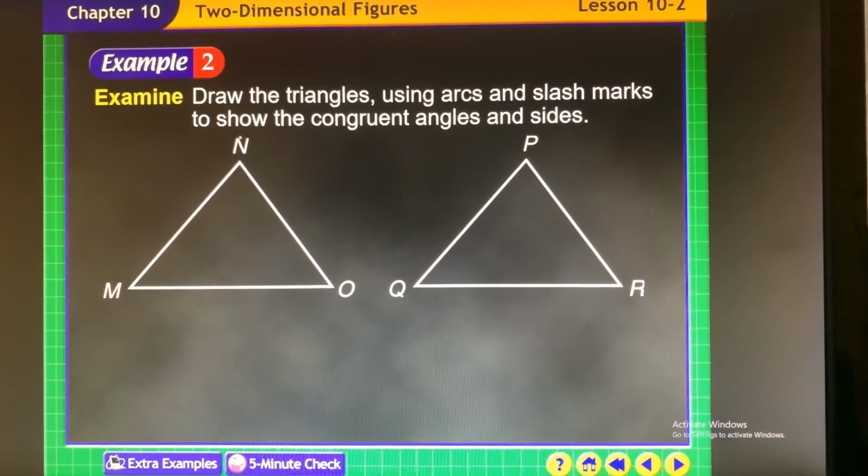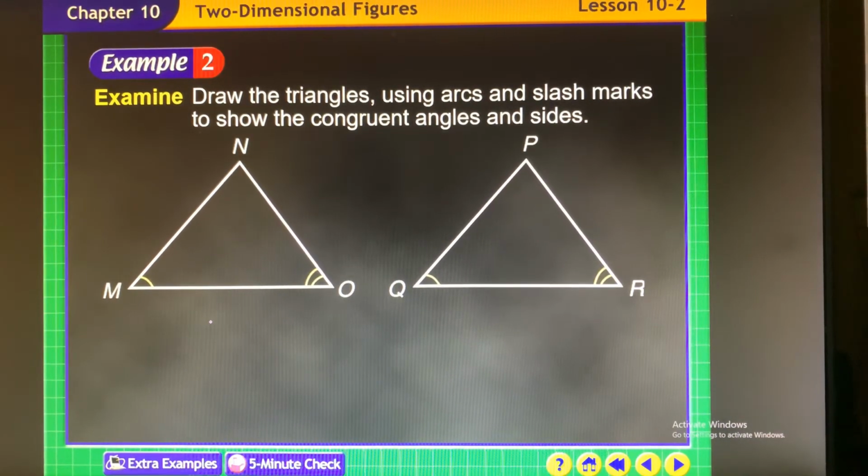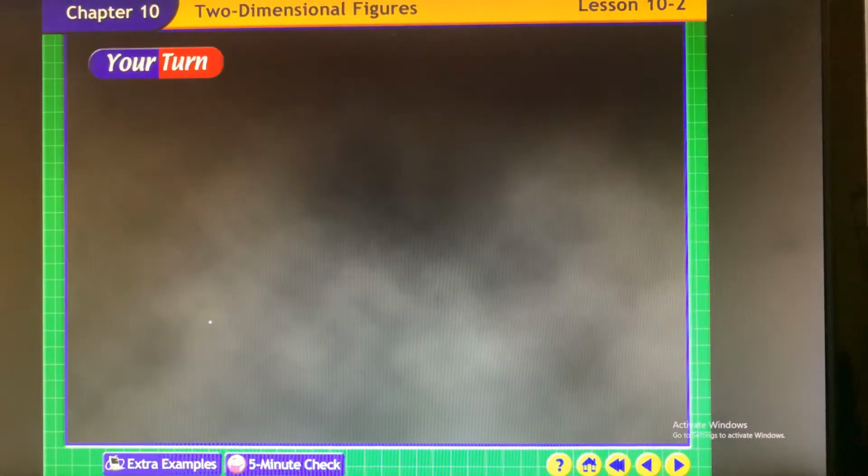So this one, you use the arcs to show how you represent congruency with different symbols on your triangles. So angle M, one arc goes with angle Q. Angle O, two arcs goes with angle R. Three arcs means that angle N is congruent to P. And then you use slashes, as you saw me do before, to represent the sides that are congruent to each other. So that's drawing the triangles.